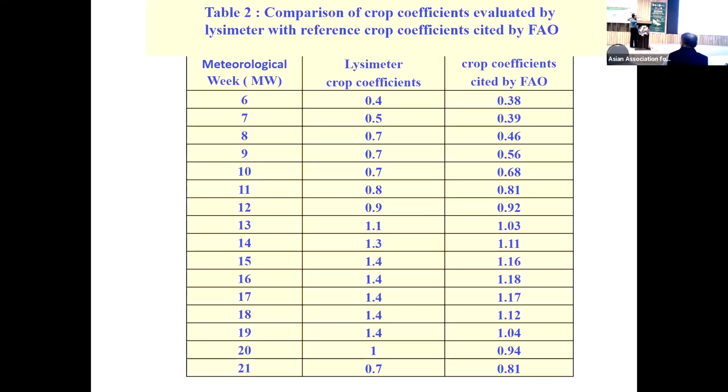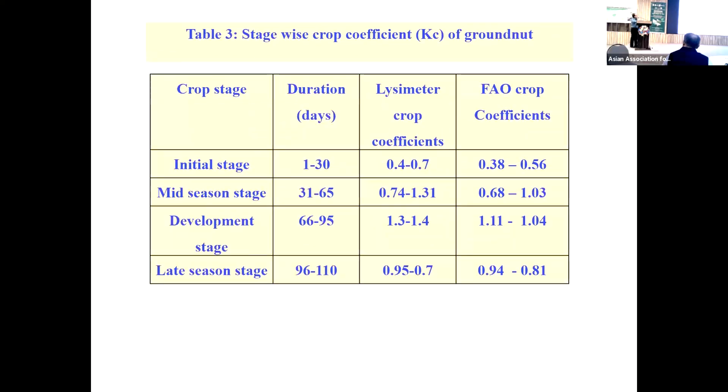Next please. These values are compared with the FAO value also here. These are the weekly values, and it shows that they are comparatively higher than the values suggested by FAO. Next please. These values are summarized in terms of the initial, development, mid-season, and late season stage values, and this indicates that the FAO values are lower as compared to the KC computed for Parbhani or the semi-arid region of Maharashtra.